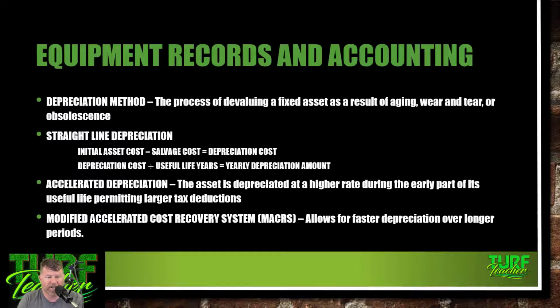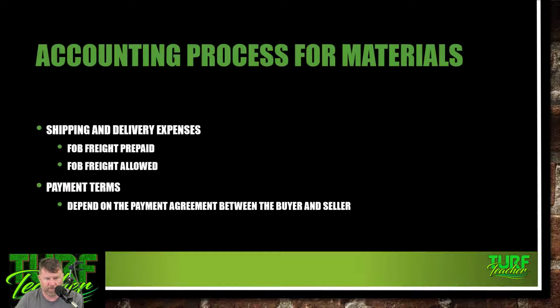With accelerated depreciation, the asset is depreciated at a higher rate during the early part of its useful life, permitting larger tax deductions. And a lot of people are taking advantage of this right now, with all the COVID restrictions and everything else. You can pretty much depreciate, I think, a piece of equipment or a truck, maybe the whole thing the first year. The Modified Accelerated Cost Recovery System, your MACRS, allows for faster depreciation over longer periods. But again, talk to your CPA on that. They will hook you right up.